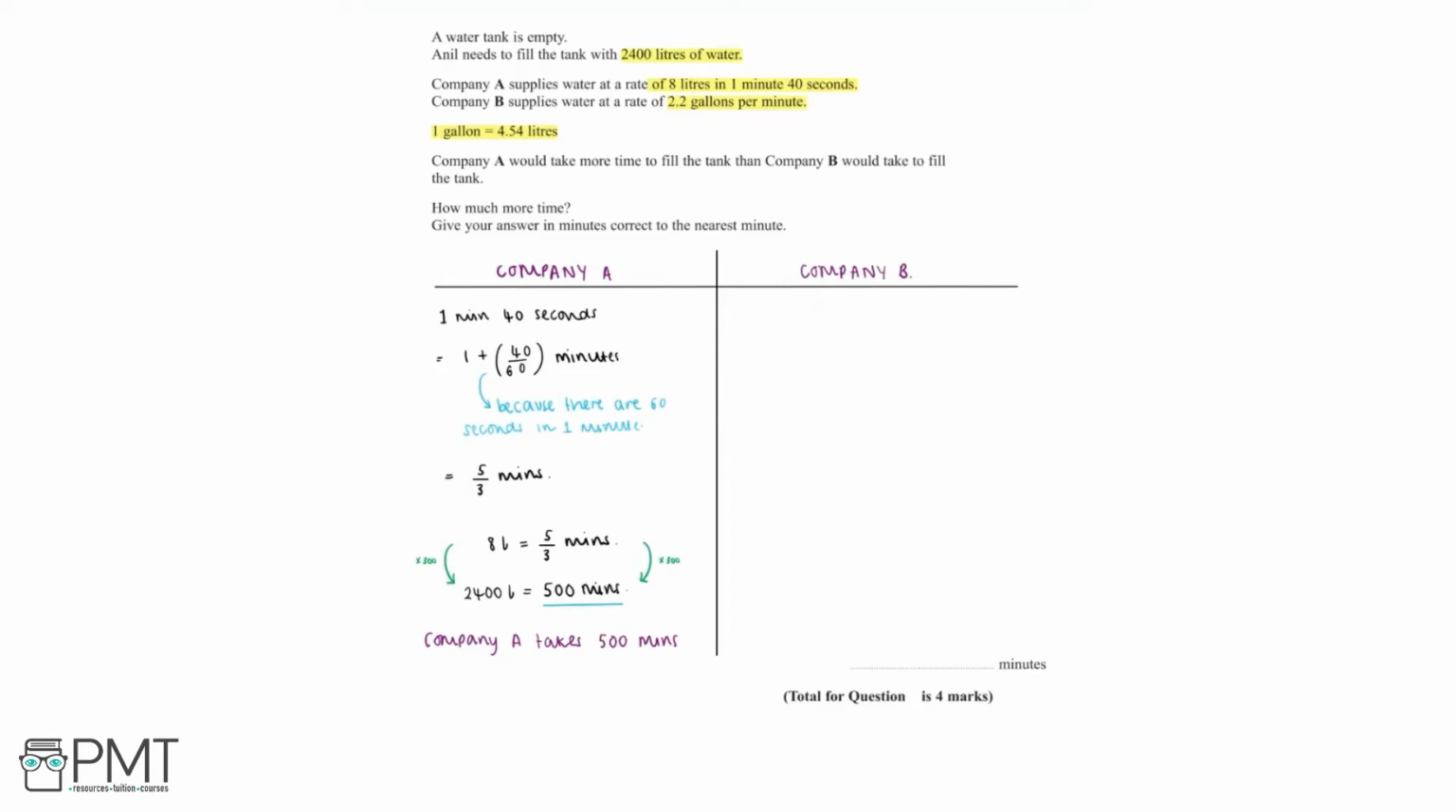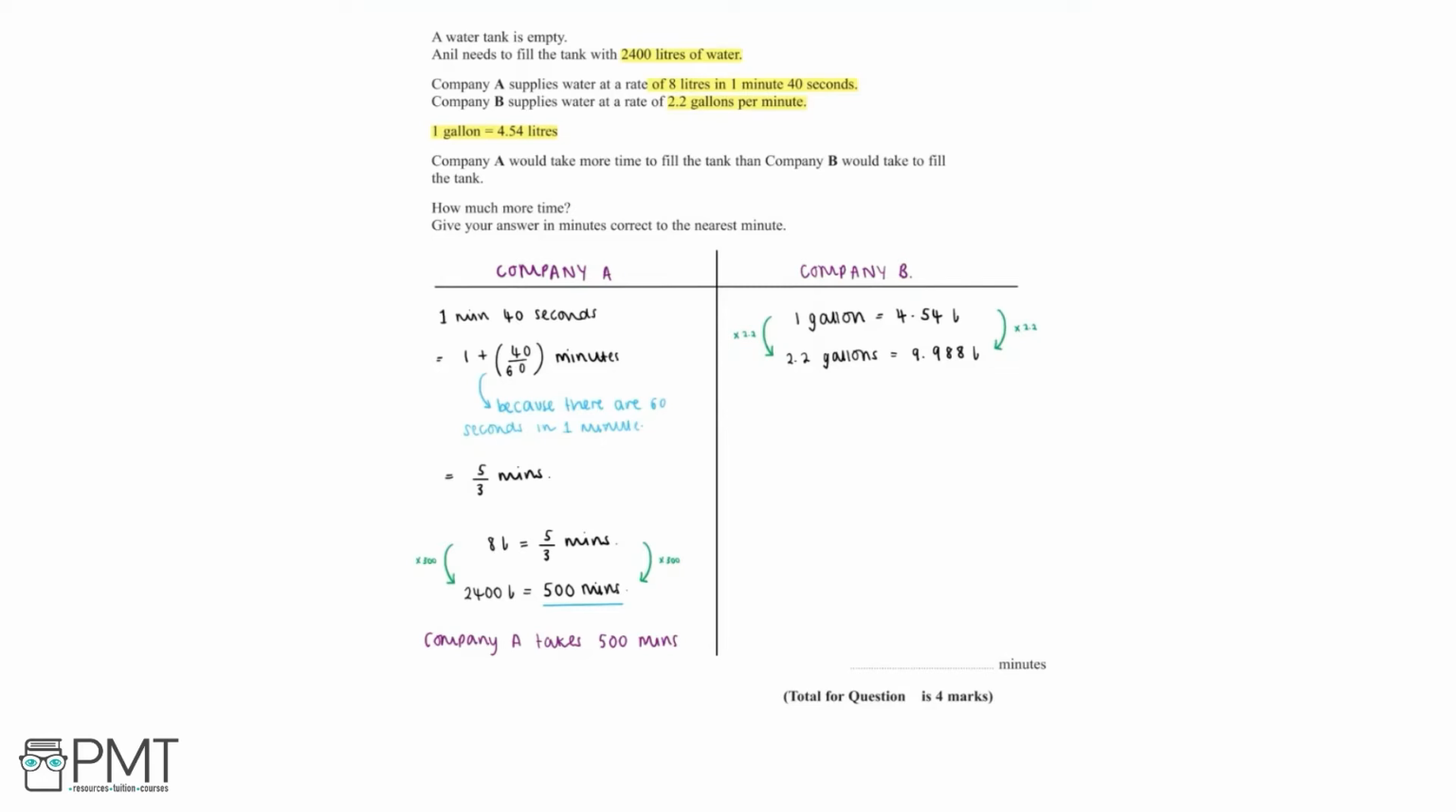We're told that Company B supplies water at a rate of 2.2 gallons per minute. Let's start by converting 2.2 gallons into litres. We know that 1 gallon is equal to 4.54 litres, and so to find 2.2 gallons, we can multiply both sides by 2.2. 1 multiplied by 2.2 is equal to 2.2, and 4.54 multiplied by 2.2 is equal to 9.988. And so we can say that 2.2 gallons is equivalent to 9.988 litres.